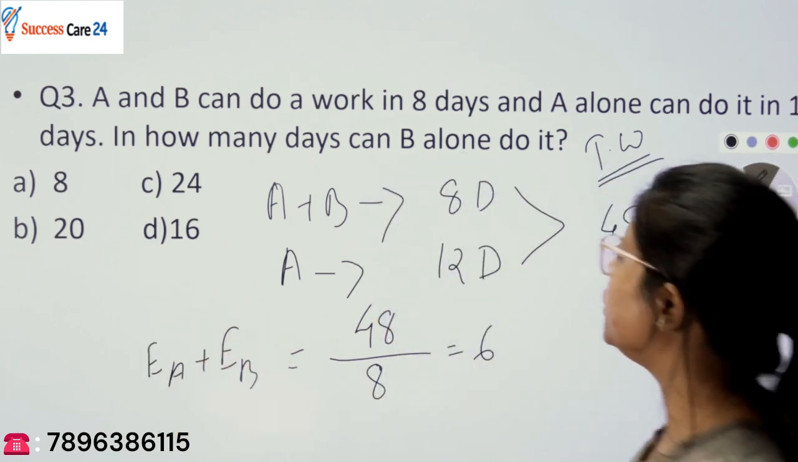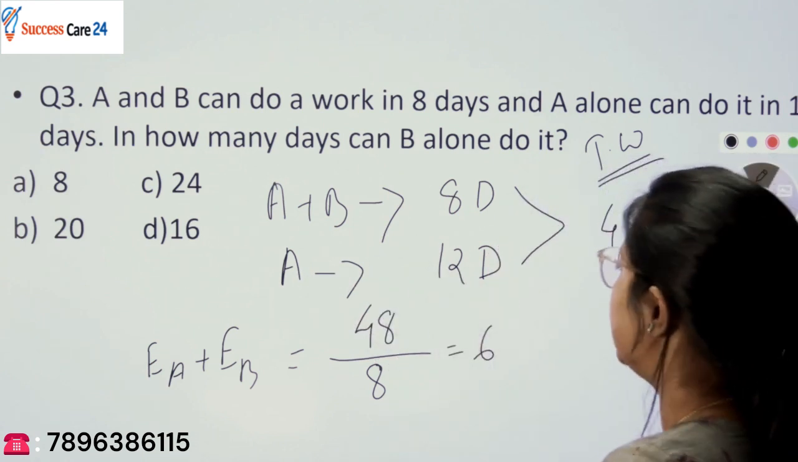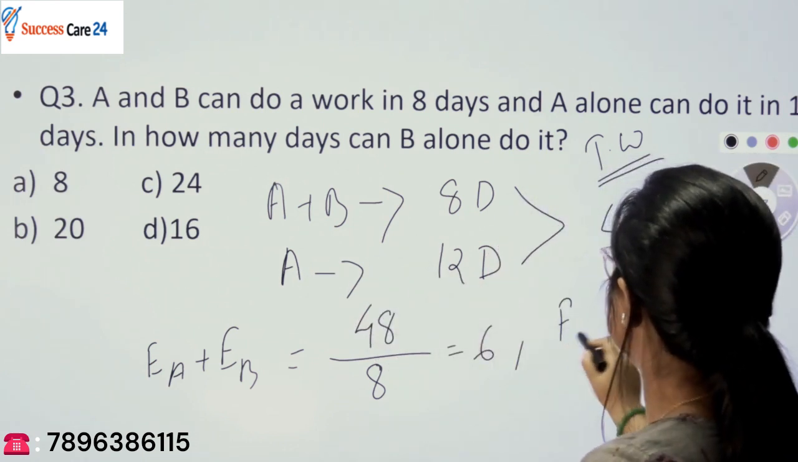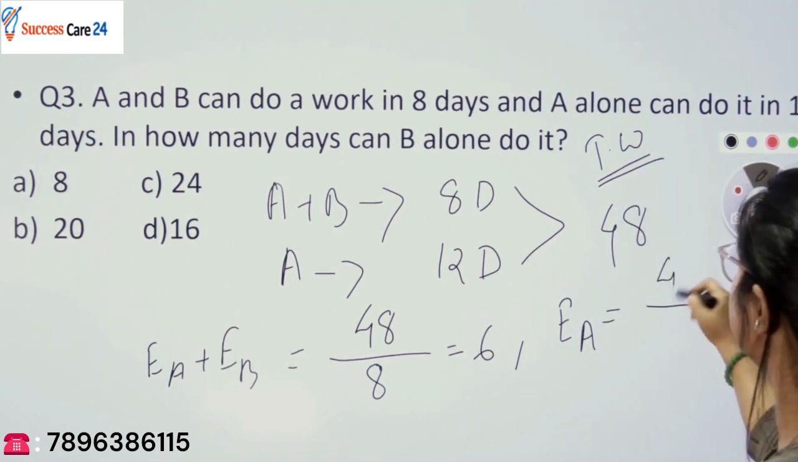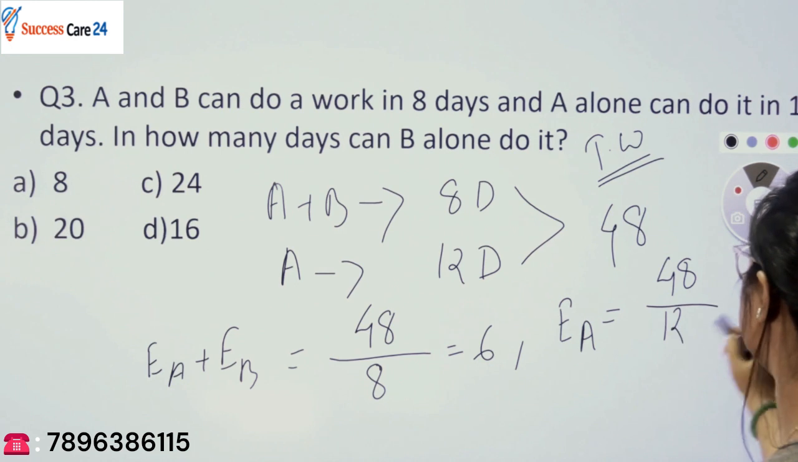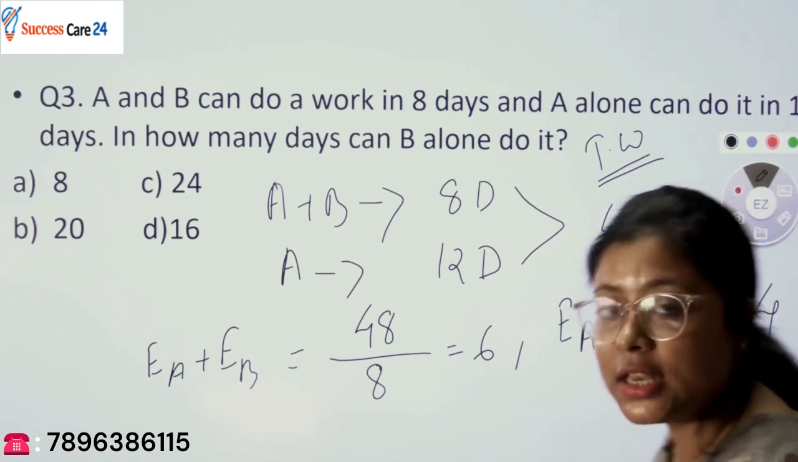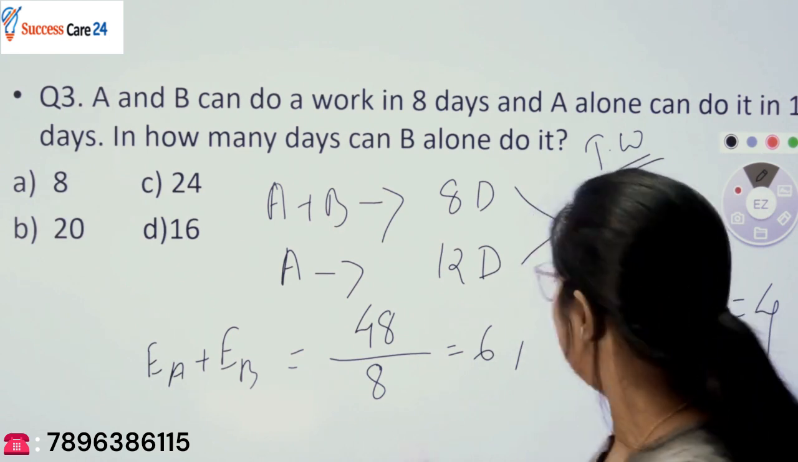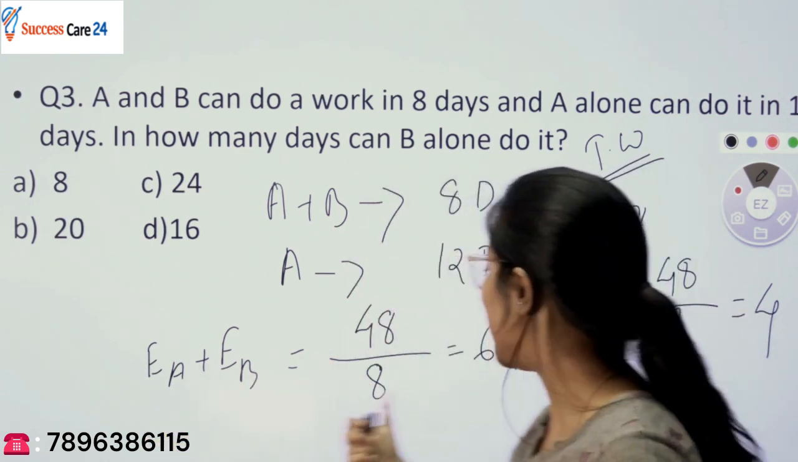Okay. And now you are given, say, A alone can do this work in 12 days. That means the individual efficiency of A is how much? So 48 divided by 12. So it will give you 4. So from here we get the individual efficiency of A, which is 4, and we get the combined efficiency of A and B as 6.